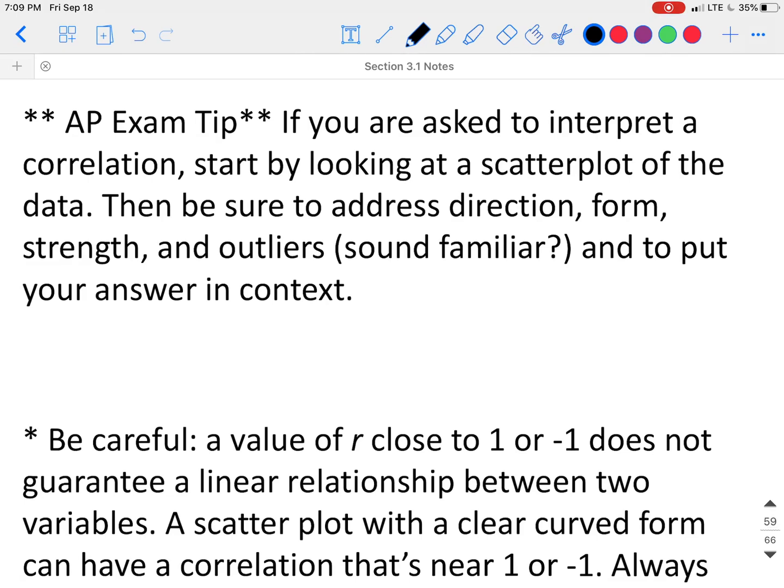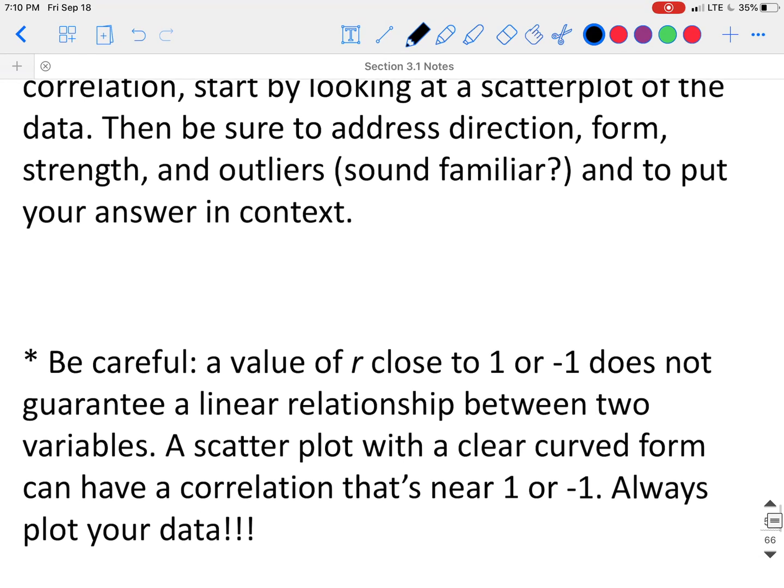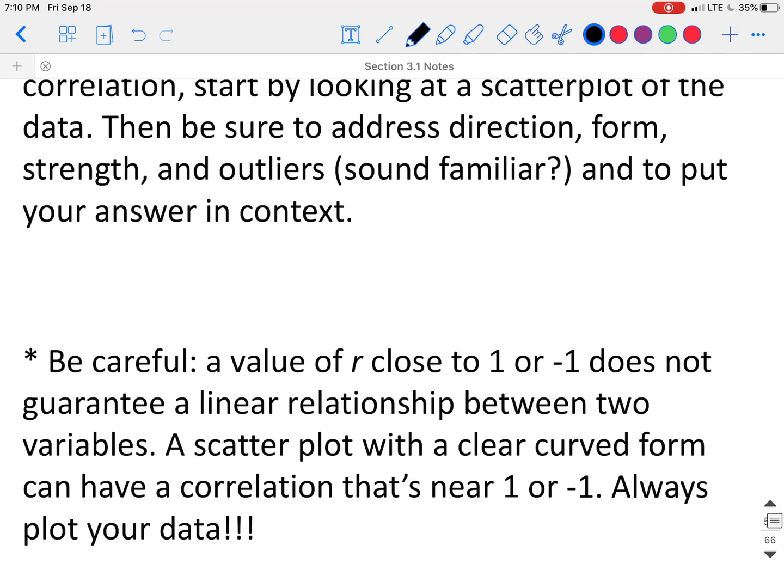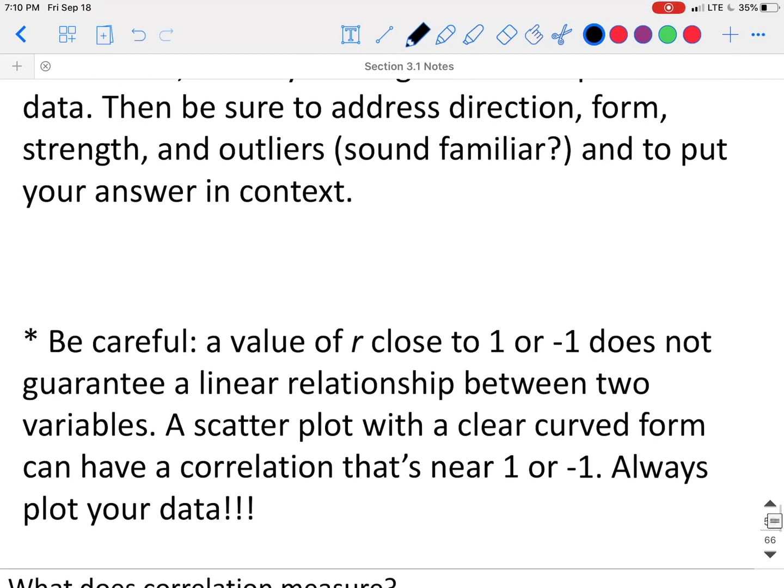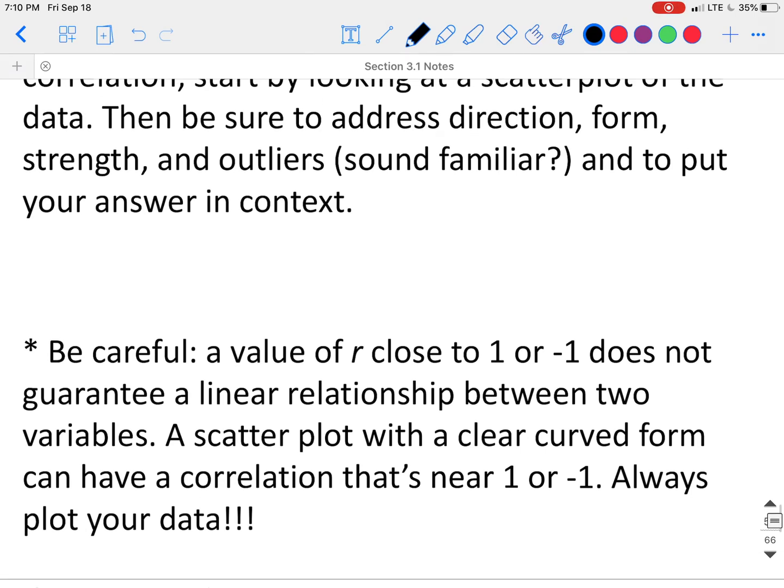So on your AP exam, if you are asked to interpret a correlation, start by looking at a scatter plot of the data. Then be sure to address the direction, the form, the strength, any outliers, and then put your answer back into context. Be careful.